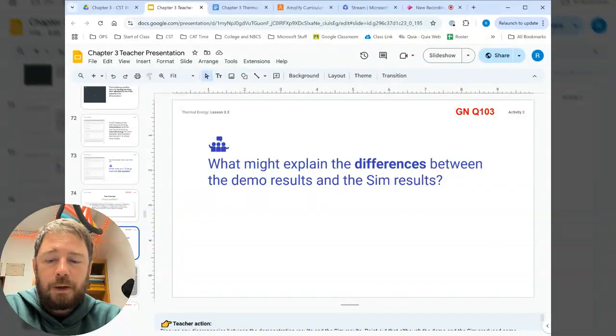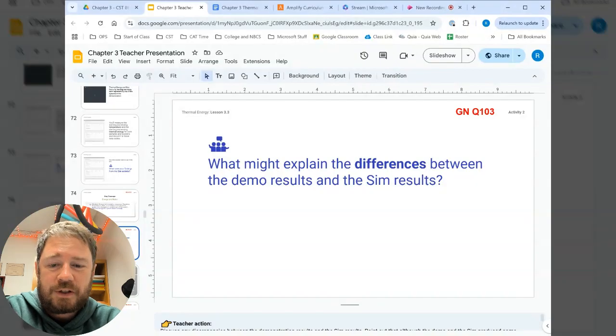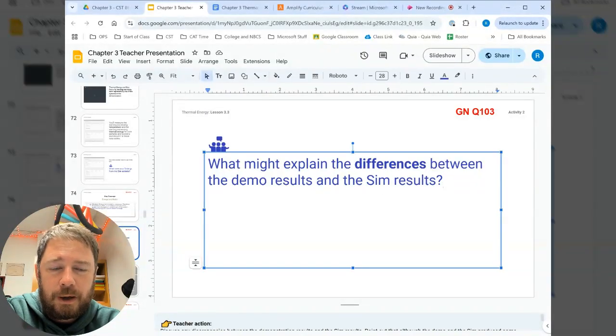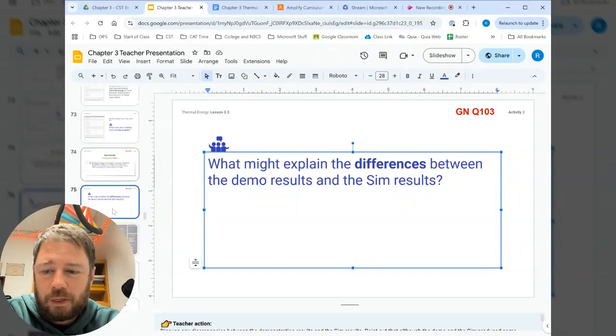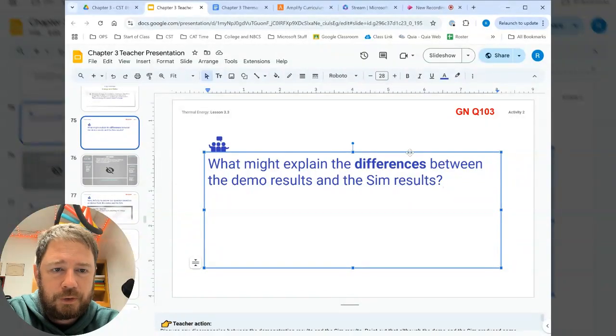For 103, what might explain the differences between the demo results and the sim results? Why might you have seen different things when we performed it here in the classroom versus online? Think about this, talk it over with a partner, write down some ideas for 103.